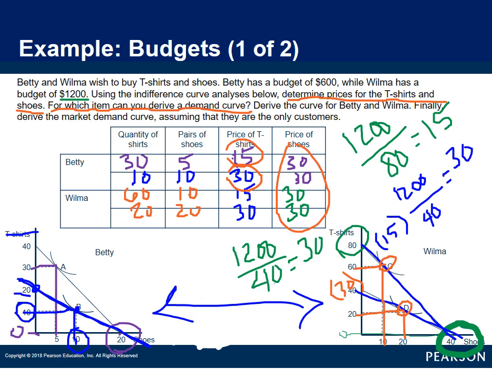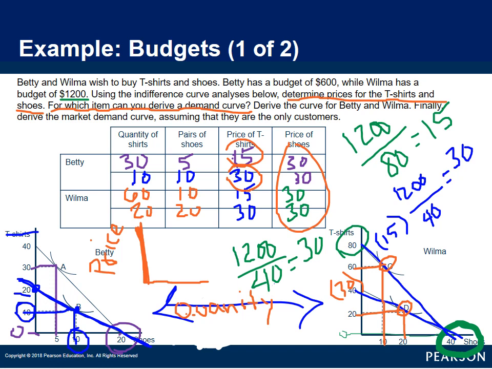Okay, second question says, for which item can you derive a demand curve? Now, demand curves have two pieces of information. They have the price of a particular item on the x-axis, and they have the quantity of that item demanded on the y-axis. So the price of something needs to be changing in order for us to be able to derive a demand curve.